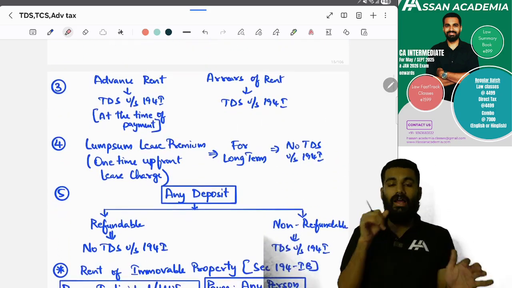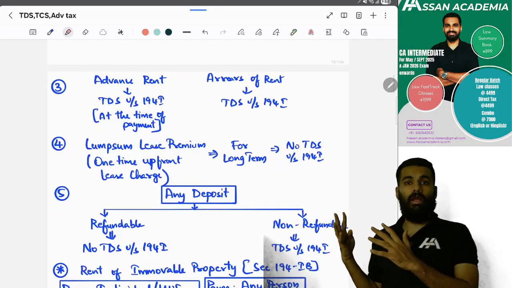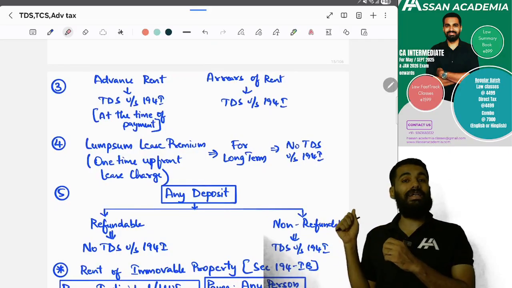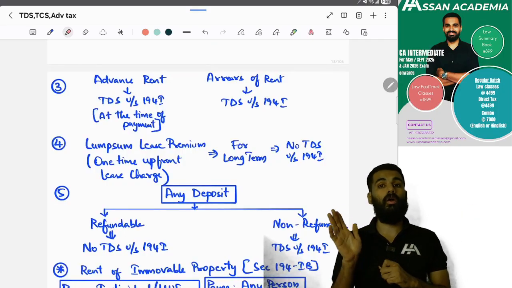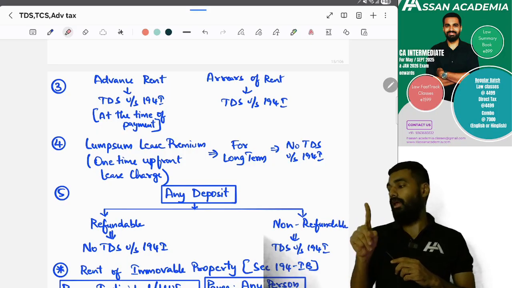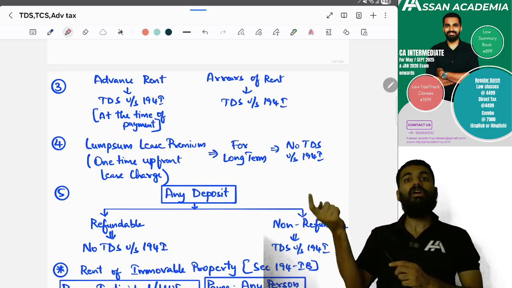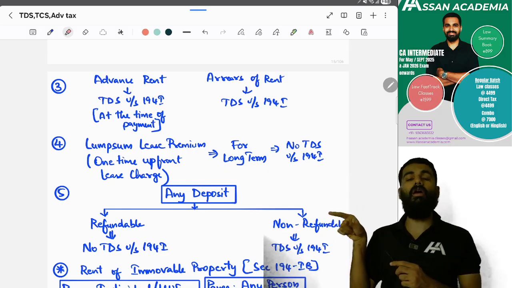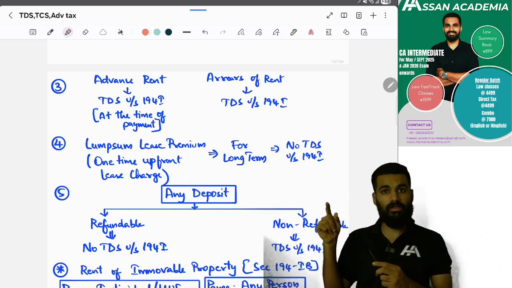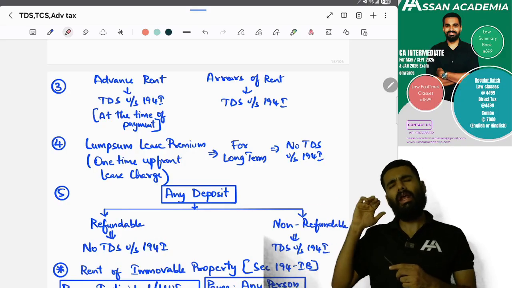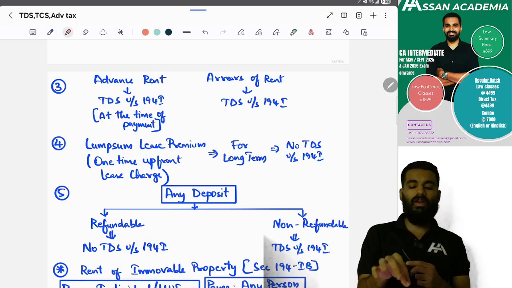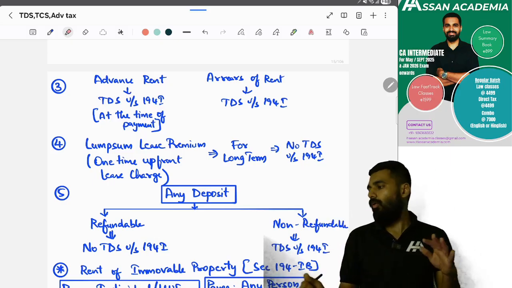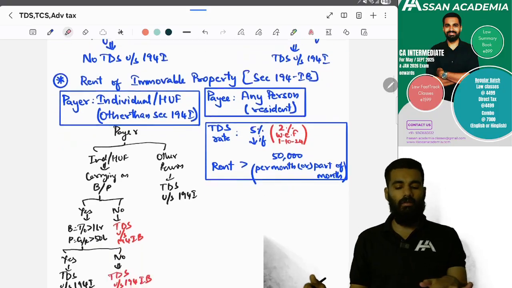Yes. And any lump sum amount, premium as a lease, if we are giving for long term, this is not subject to TDS under section 194I. Why? Because this is refundable. Yes, but if it is non-refundable, if the lease amount or any amount is non-refundable, 194I will get attracted. The same way advance rent and arrears of rent, also 194I will get attracted.